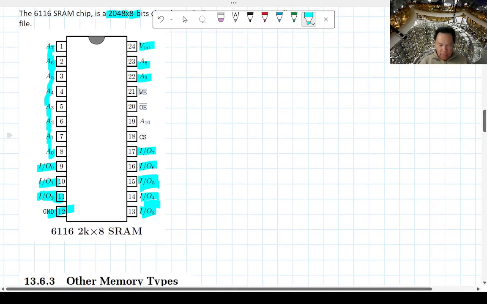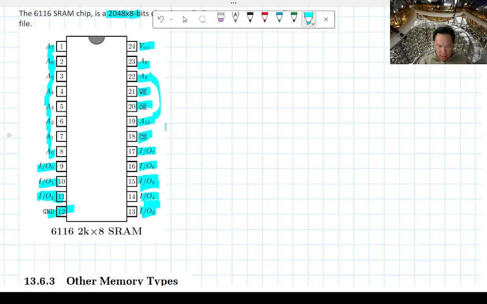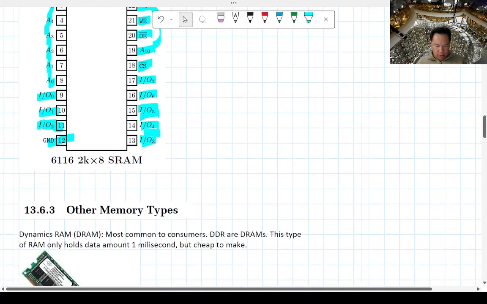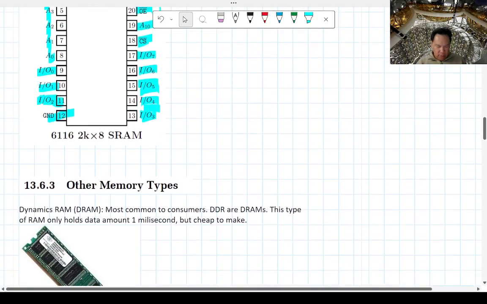Okay, and then of course you have the write enable and the read enable. The O means output enable, and A10 is an address line. And then you can also force a reset on the chip if you need to clear the memory. Okay, so that's an SRAM module.